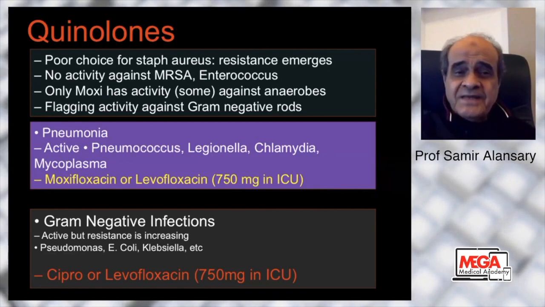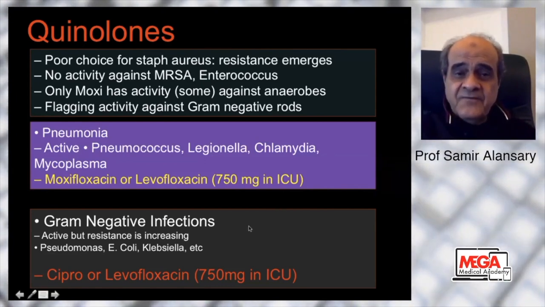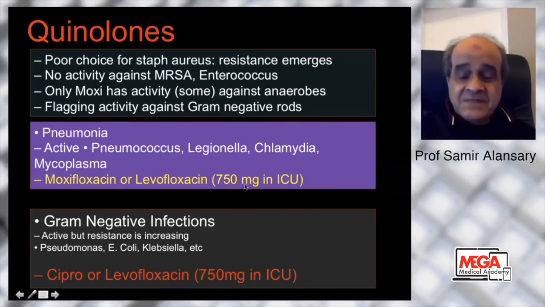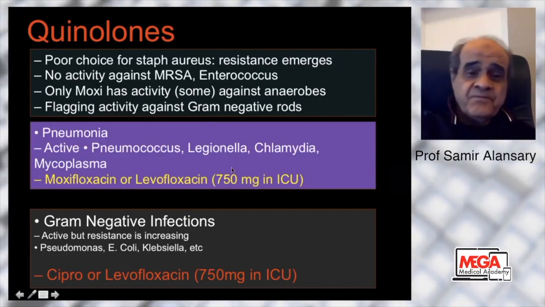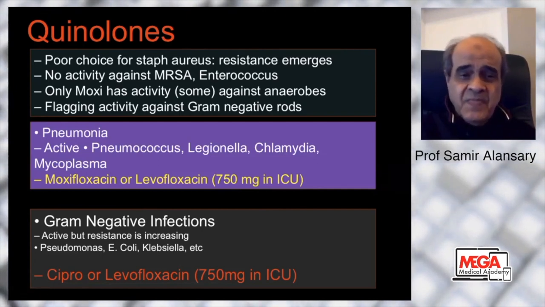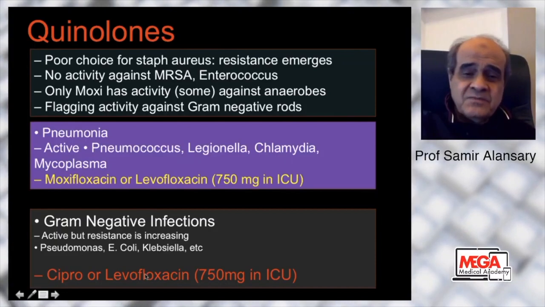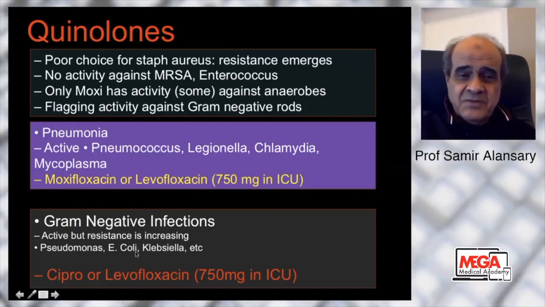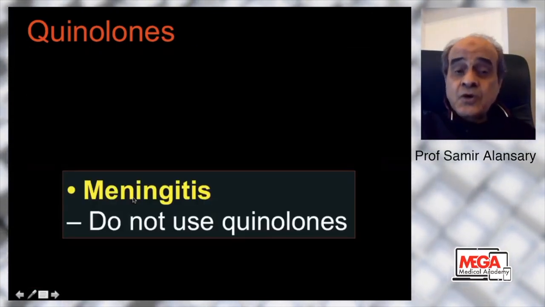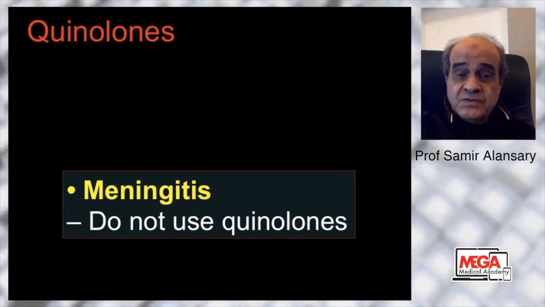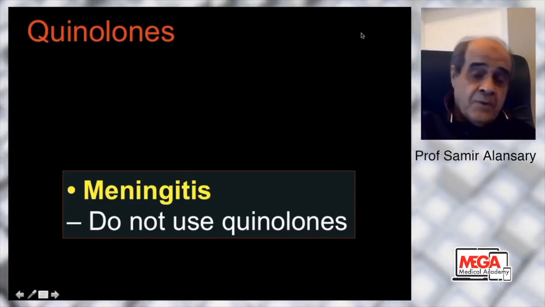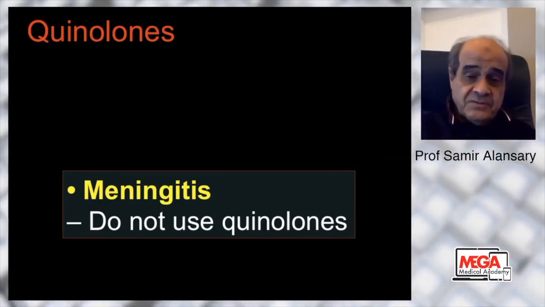In pneumonia, in atypical pneumonia, with moxifloxacin and levofloxacin, try to use the largest dose, which is 750 milligrams daily. It is time-dependent efficacy with quinolones. For gram-negative infections, it is not so good with quinolones, really, but cipro or levo is better for gram-negative. Moxifloxacin does not cover gram-negative. Don't use quinolones in cases of meningitis or patients suffering from some sort of CNS infection.